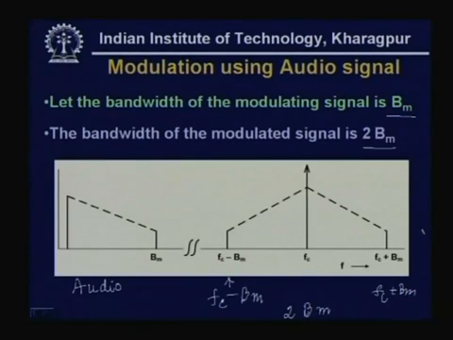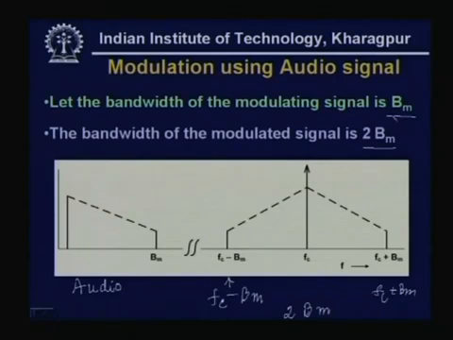So, we see that after modulating a carrier of frequency Fc, we get a frequency translated signal having bandwidth twice the bandwidth of the modulating signal. So, modulating signal has bandwidth Bm, so we get twice the bandwidth, and of course, the amplitudes of different frequencies will be based on the modulation index as you have seen.